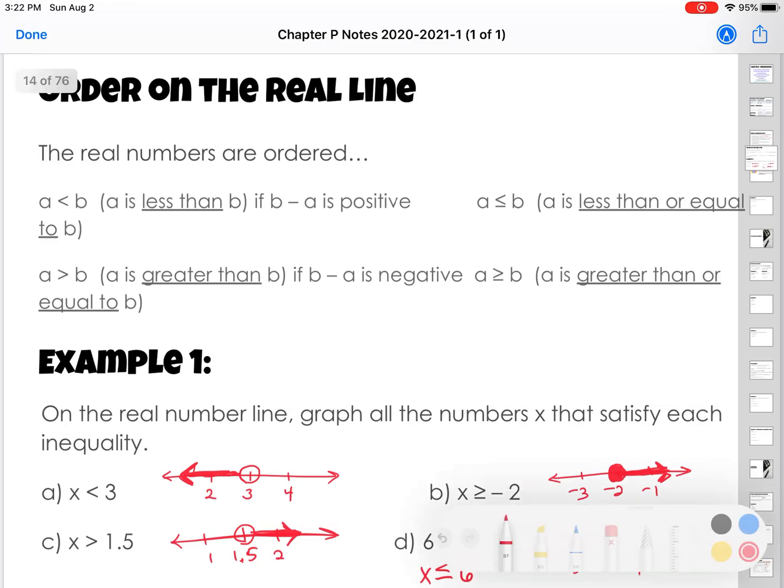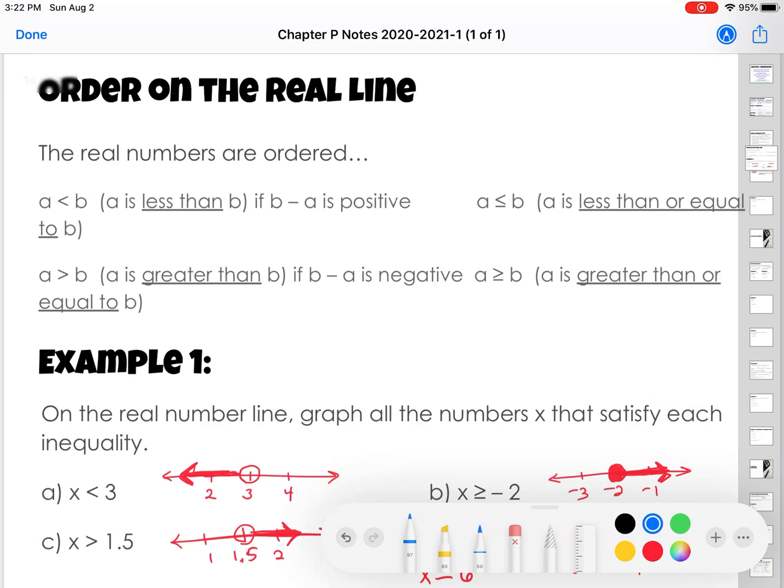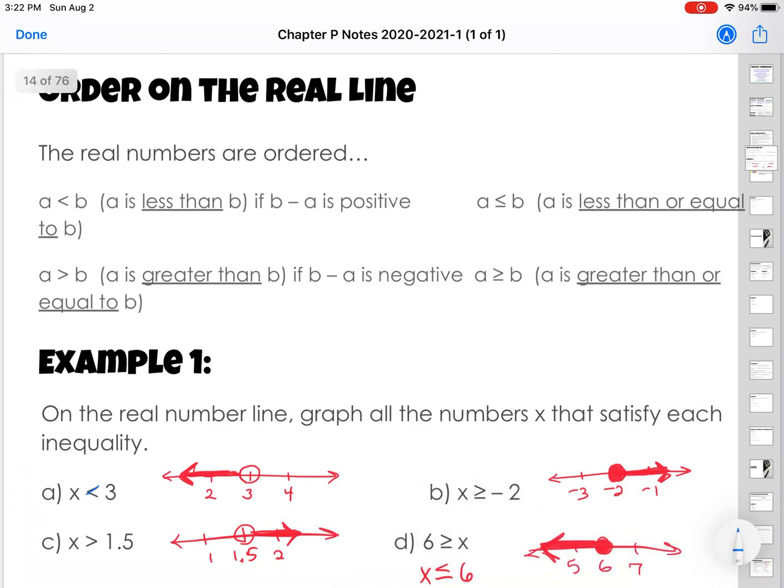If you notice, there's kind of a neat trick. As long as your variable is on the left-hand side, whatever way your inequality symbol points is the way your arrow will point, as long as x is on the left.